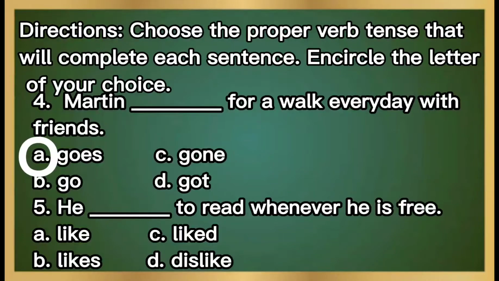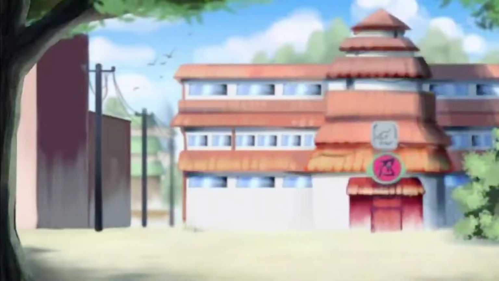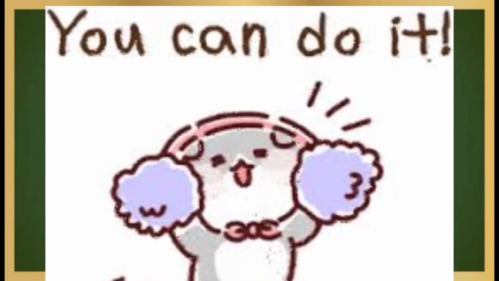For number 5, he blank to read whenever he is free. Since the subject he is only one, we will be adding S to the verb. So the answer is letter B. He likes to read. Great! I hope that you're learning.